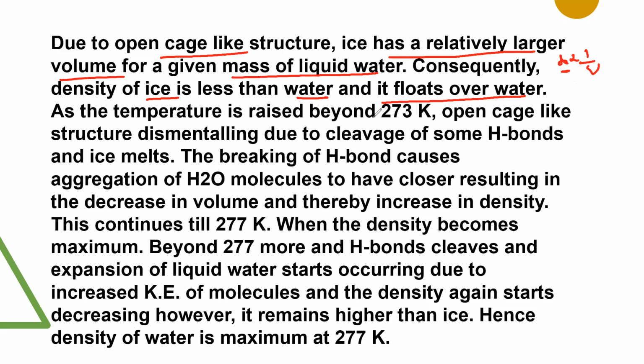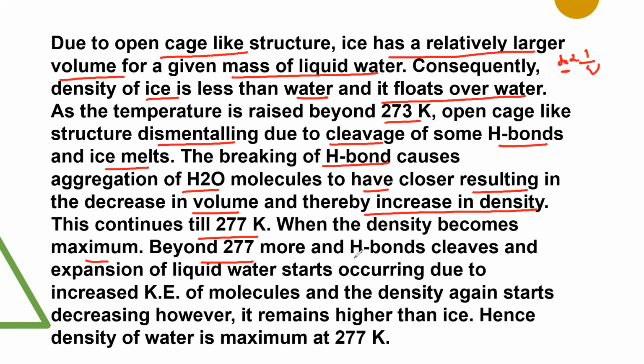As the temperature rises beyond 273 kelvins, the open cage-like structure dismantles due to cleavage of some H bonds, and ice melts. The breaking of H bonds causes the water molecules to aggregate closer, resulting in a decrease in volume and thereby increasing density. So water has more density than ice. This continues till 277 kelvins, when the density becomes maximum.